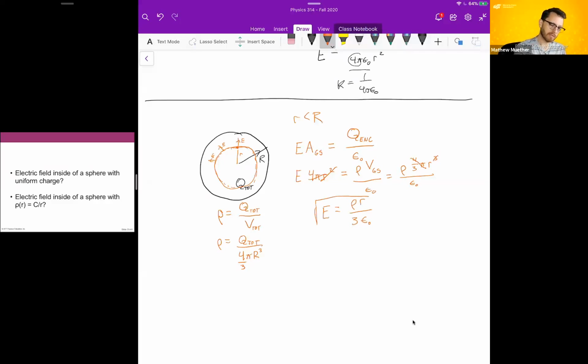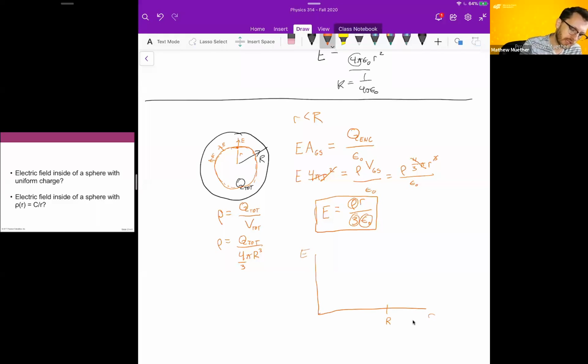So I used Gauss's law to find that the electric field is growing linearly as I get further away from the center of that sphere. I've got some constant terms here, just the density, 3, and epsilon naught. The electric field is growing in strength until I get to the surface, right? So what does it look like? I could plot this as a function. Let's say here is r, so this is a function of r, and this is the electric field.